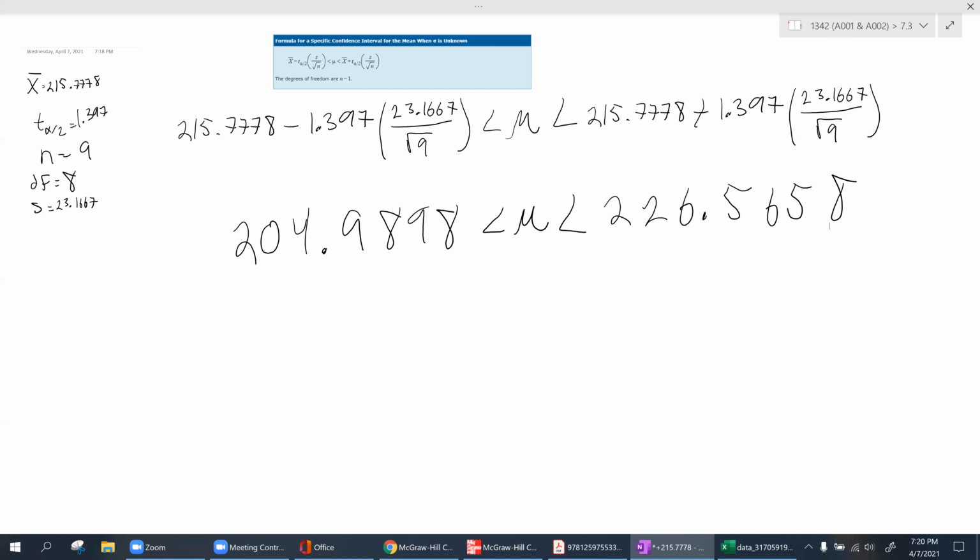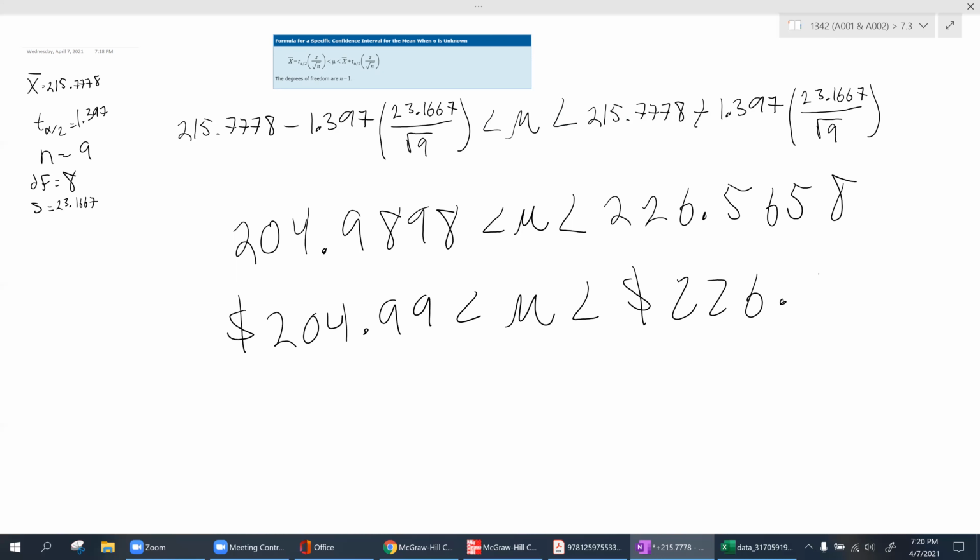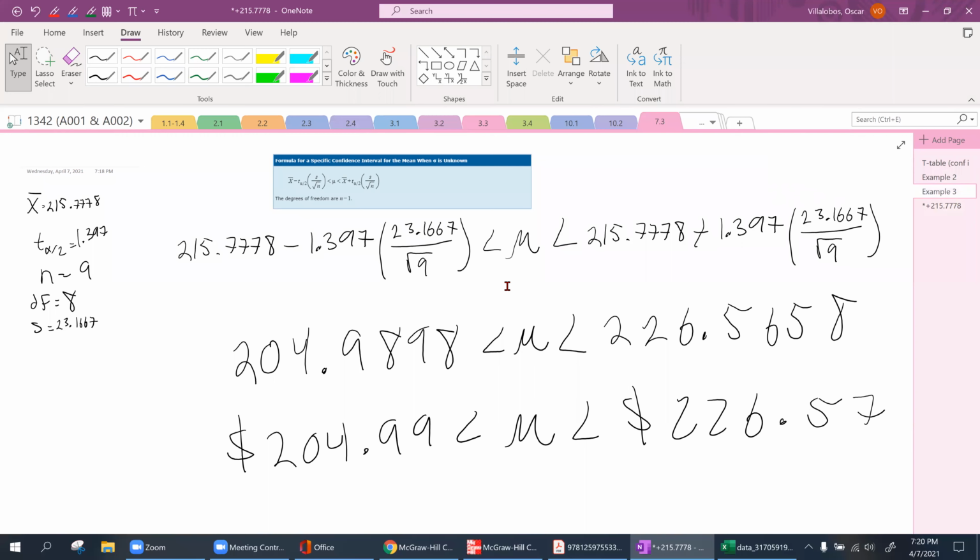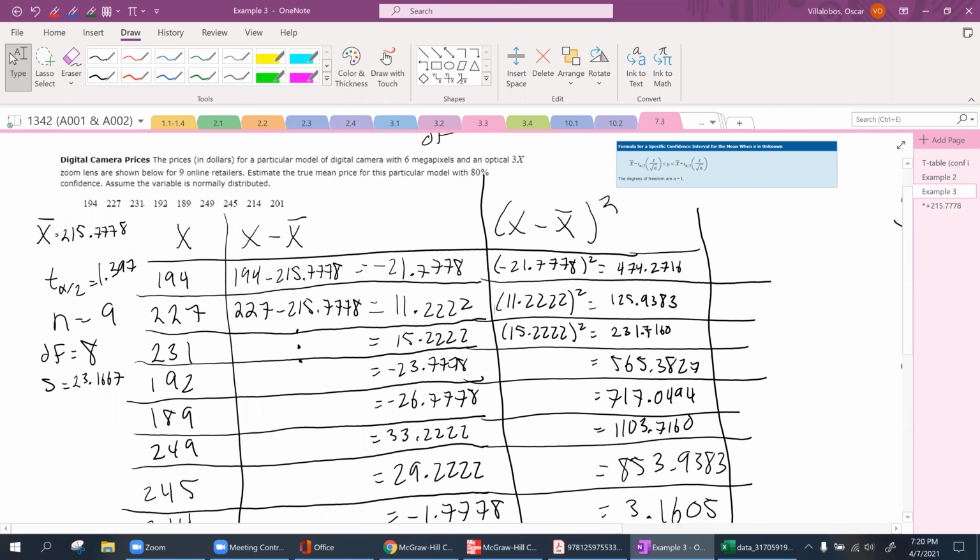So one can be 80% confident that the true mean price, since we're talking about price here, is 204.99 less than mu less than 226.57 cents. One can be 80% confident that the true mean price is between these two values, based on the sample of n equals 9 for the problem given. Like I said, that is how you go about solving that.